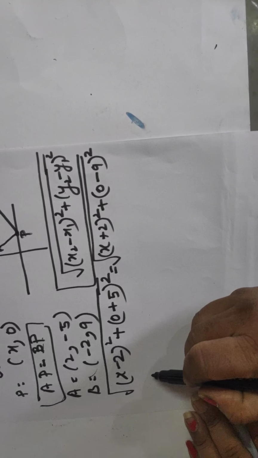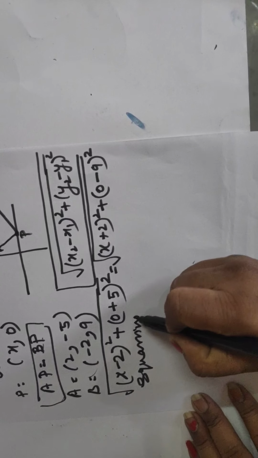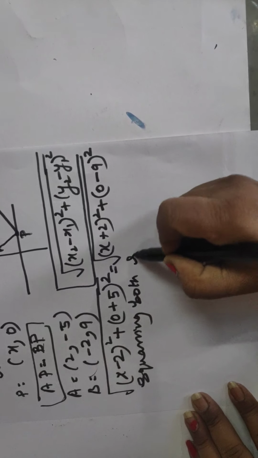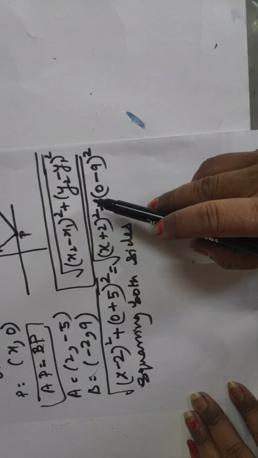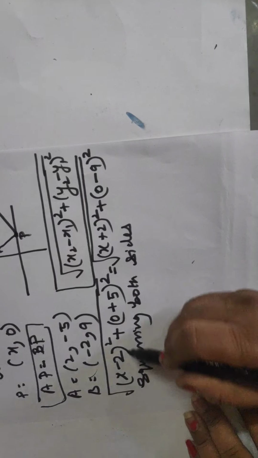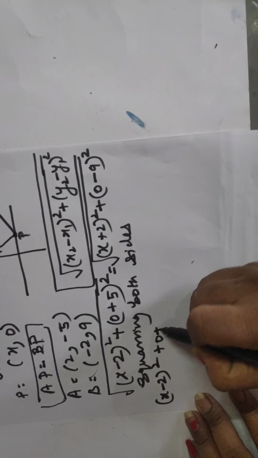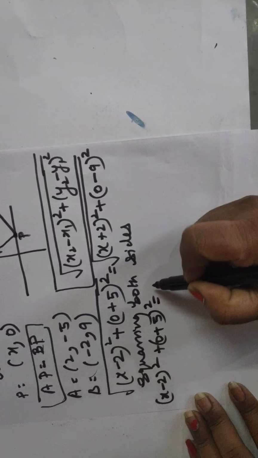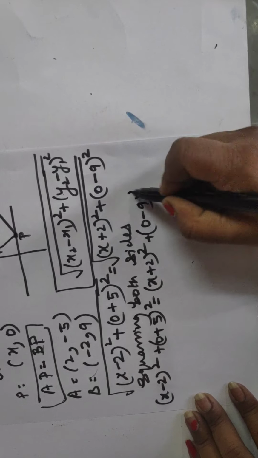So it will equal to, what we will do, squaring both sides. Why we are doing this? We want to remove this under root sign. So what we have left, x minus 2 whole square plus 0 plus 5 whole square, that is equal to x plus 2 whole square plus 0 minus 9 whole square.